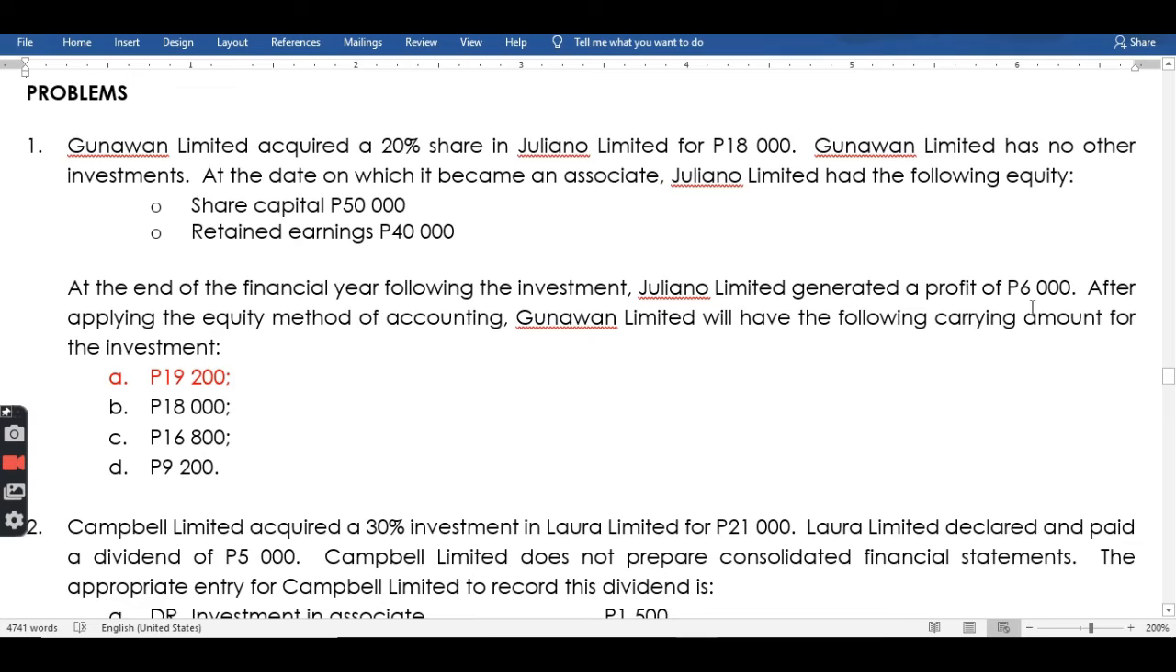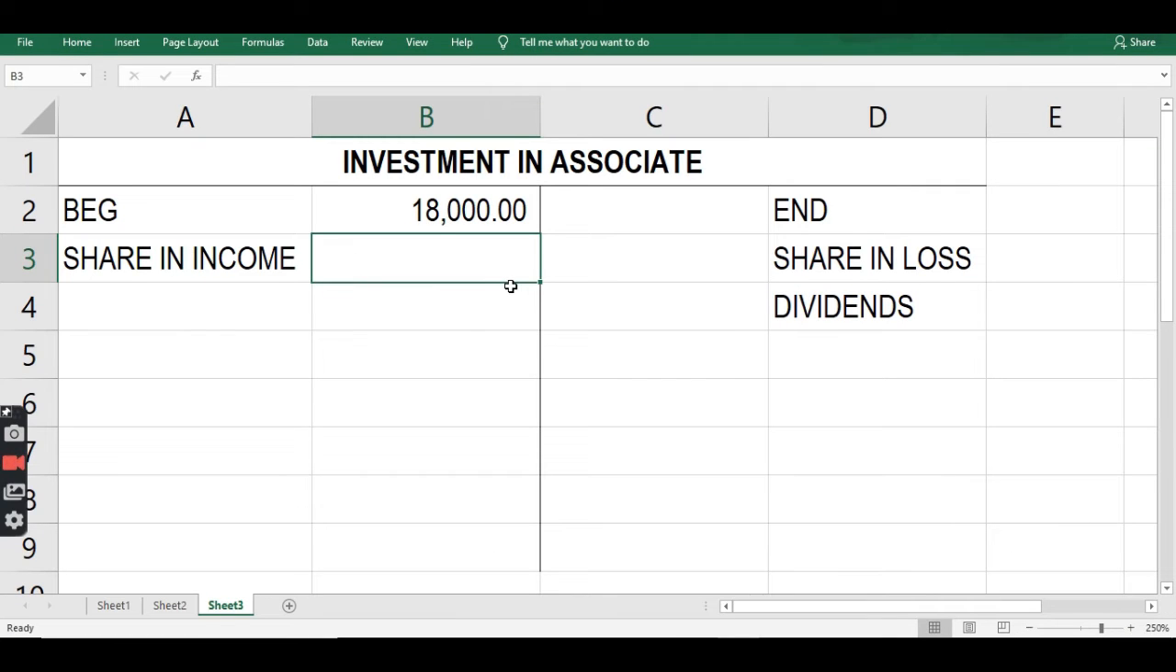Next, sinabi, at the end of the financial year, following the investment, Juliano Limited generated profit of 6,000. Tapos, ano daw ang magiging carrying amount ng investment? 'Di ba? 6,000 yung profit ni investee. Atin yung 20%. So, ang gagawin natin doon, may share in income tayo. Kukunin natin yung 6,000, multiply natin ng 20%. That's going to be 1,200.